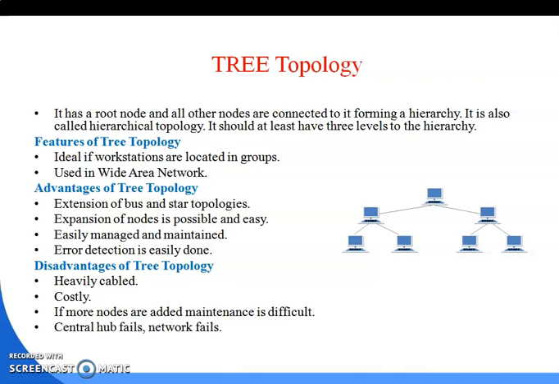Ideal if workstations are located in groups. Used in wide area network. Advantages of tree topology: extension of bus and star topologies. Expansion of nodes is possible and easy. Easily managed and maintained. Error detection is easily done. So these are the advantages of the tree topology.